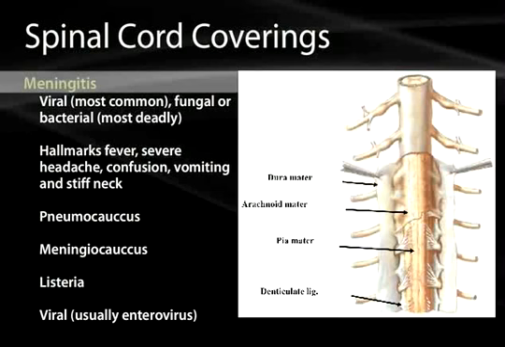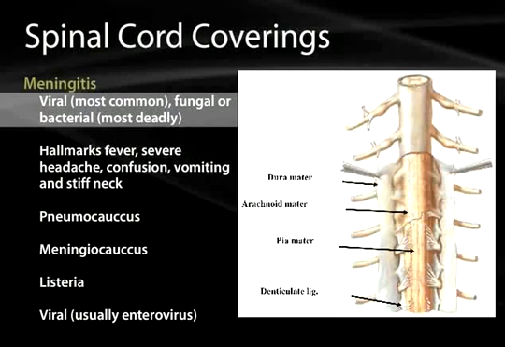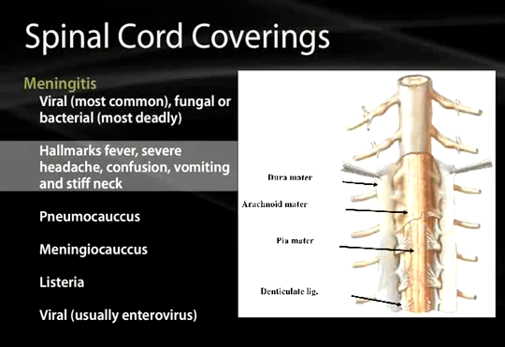And as a reminder, you should know that this has a reference for things like meningitis, where you have two types. One would be viral, which is the most common, and fungal, or bacterial, which is the most deadly form. The hallmarks of this meningitis are going to be sometimes confusing because they are similar to that of the flu, where you may have fever, severe headache, confusion, vomiting, and a stiff neck. That stiff neck and the headache should be a huge red flag that you must then rule out meningitis.